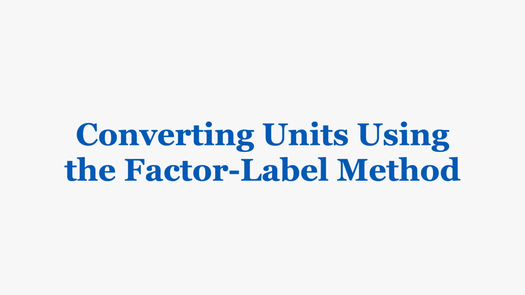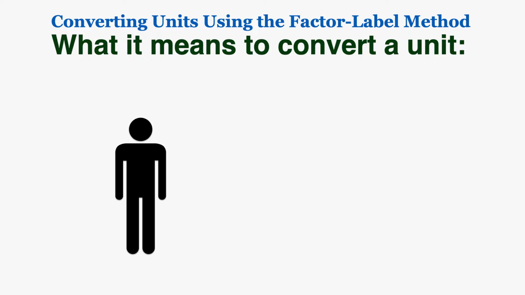In this lecture, I'll show you how to convert units using the factor label method. When I say convert a unit, what I mean is to take a measurement, like for example 6 feet, and to convert the measurement to a new unit without changing the true real value of the measurement itself.